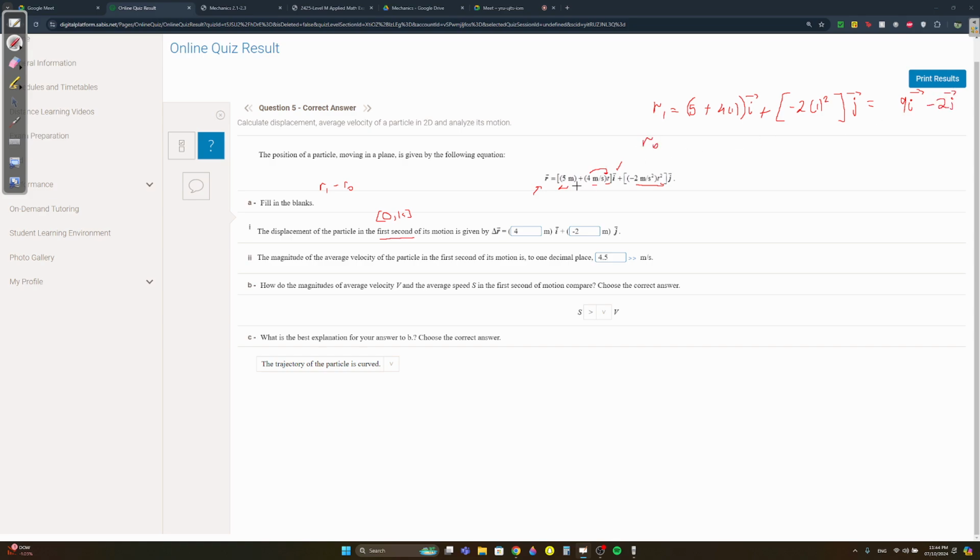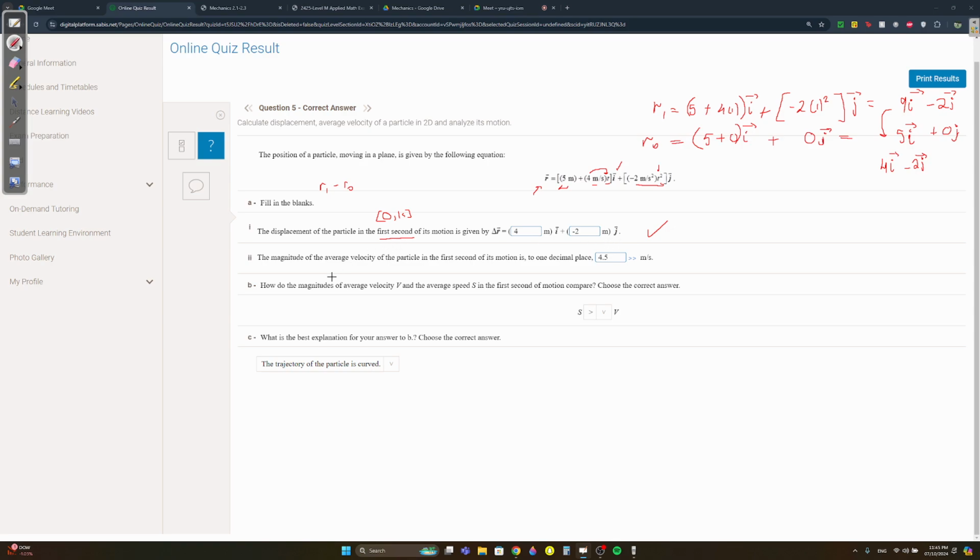r0, substitute 0, is going to be 5 plus 0 i plus 0j, because with 0 as t, you're going to get 0 squared times minus 2 is 0. So you're going to get 5i plus 0j. We're going to do r1 minus r0, this minus this. So you're going to get 4i minus 2j.